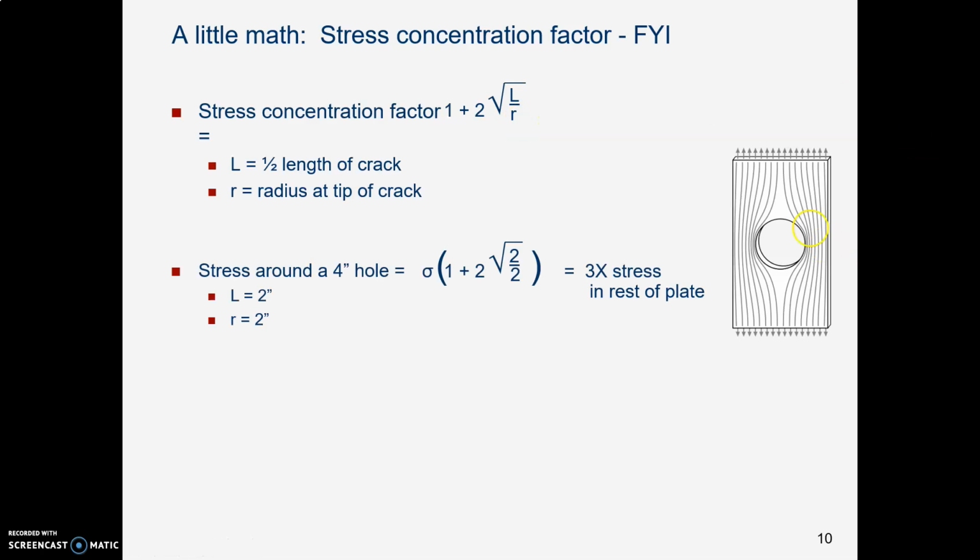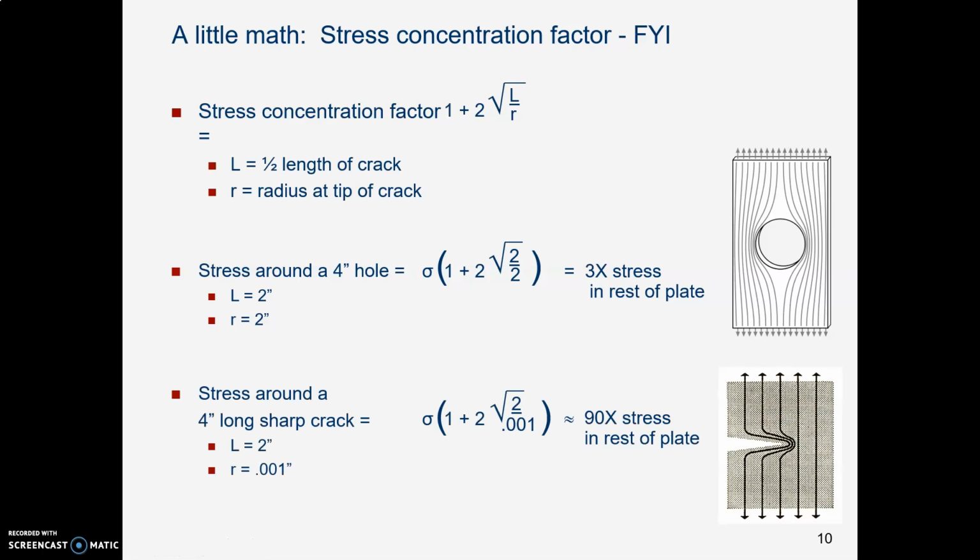So if you have a 4-inch hole, you plug numbers into that equation, and you find out that the stress around the hole is 3 times higher than it is in the rest of the plate. If you have a 4-inch long crack with let's say a radius of 1/1000th of an inch, and you plug those numbers in, you find out that the stress around the tip of the crack is 90 times greater than it is in the rest of the plate.